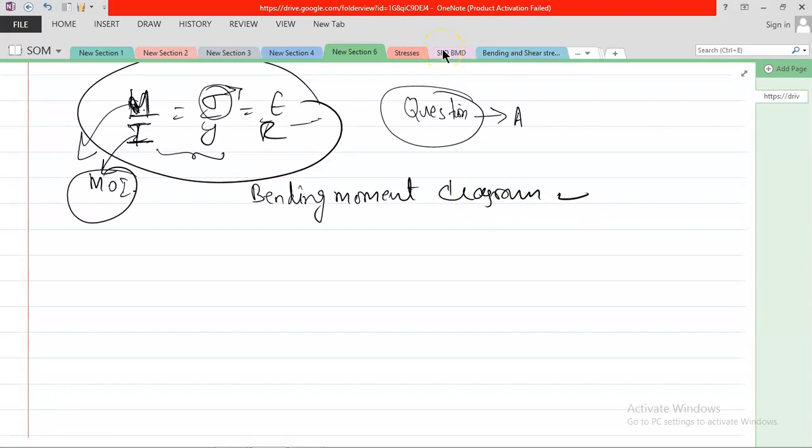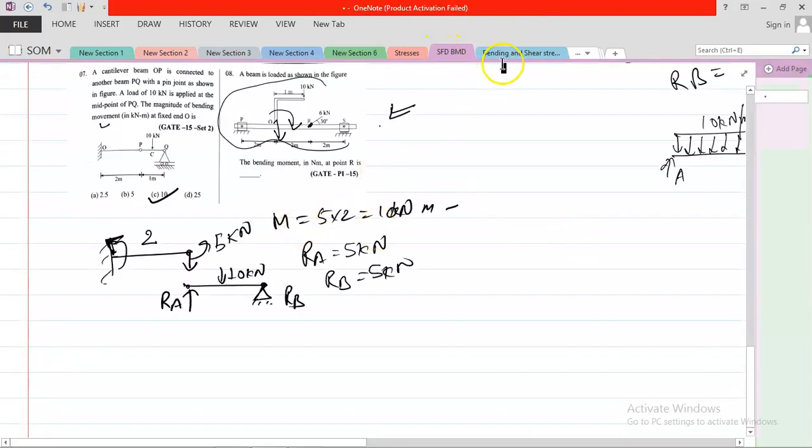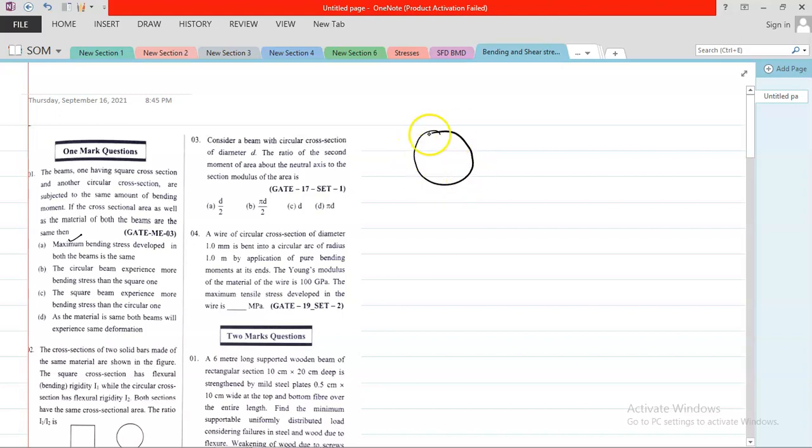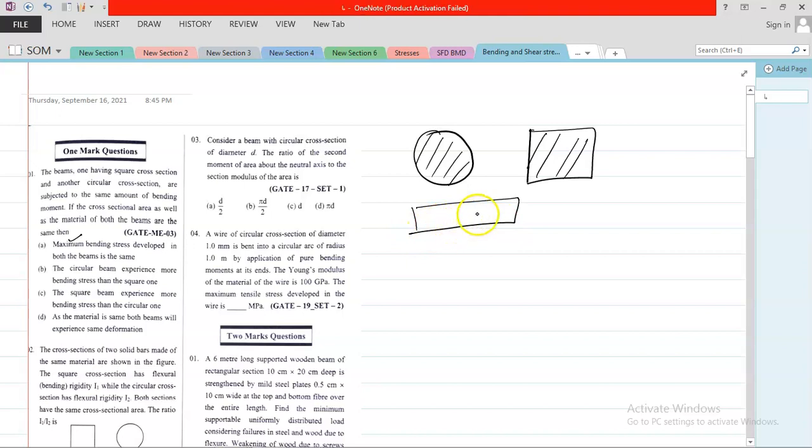And here I'm going to do that. First of all, the question is: two beams, one having a square cross section and another circular cross section, are subject to the same amount of bending moment. Okay. If the cross section area as well as the material of the beams are the same, then what is the question? Suppose you have a circular cross section and a square cross section. Okay, a beam is made of these two things and has the same bending moment.